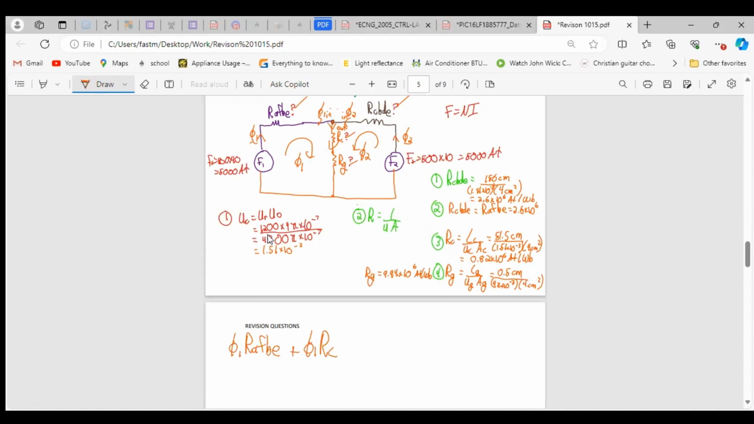Phi 2 is going in the same direction, coming down in this branch here. Phi 1, same thing. They both aid. It won't have any opposing currents going up here. Look at it, none. Both of them are coming down. So this one here will just be plus phi 2 RC. Then they go through RG, so it'll be plus phi 1 RG, then plus phi 2 RG. All of that will equal your source, F1.